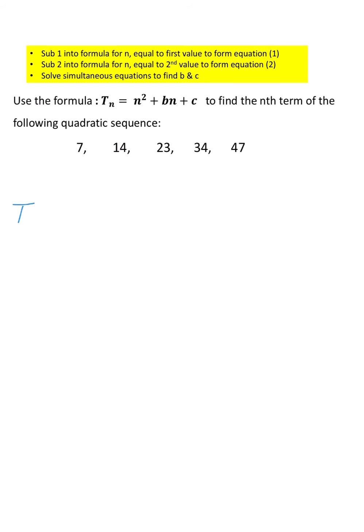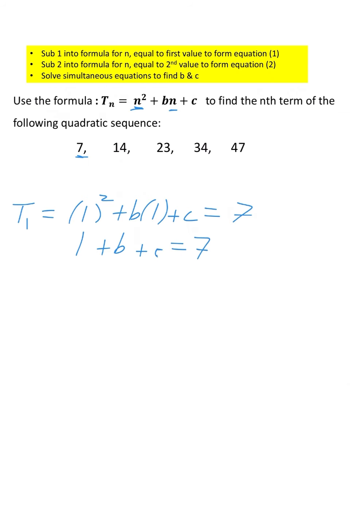So, I'm putting 1 in for n, so t1 equals, and every place I see an n here, I replace it with 1. So 1 squared plus b times 1 plus c equals the first term. Our first term is 7, so equal it to 7. So 1 squared is 1, b times 1 will just be b, plus c equals 7. So then b plus c is equal to 6, because when you bring the 1 to the other side, it'll be minus 1. So that's our first equation.